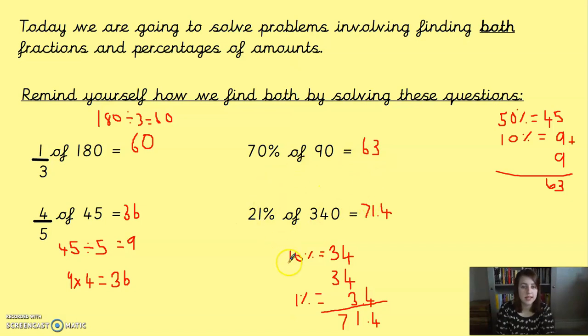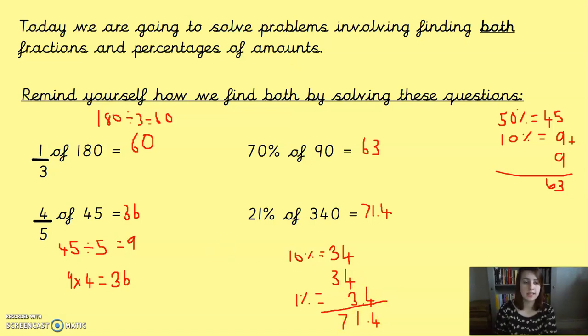Then for 21%, I found 10%, which is 34. I needed another 10%, which is also going to be 34, because I need 2 lots of 10 to make 20. And then to get 1%, I divide my number by 100, which gives me 3.4. So I add all of them together. So 34, add 34, add 3.4. It gives me 71.4. Okay.